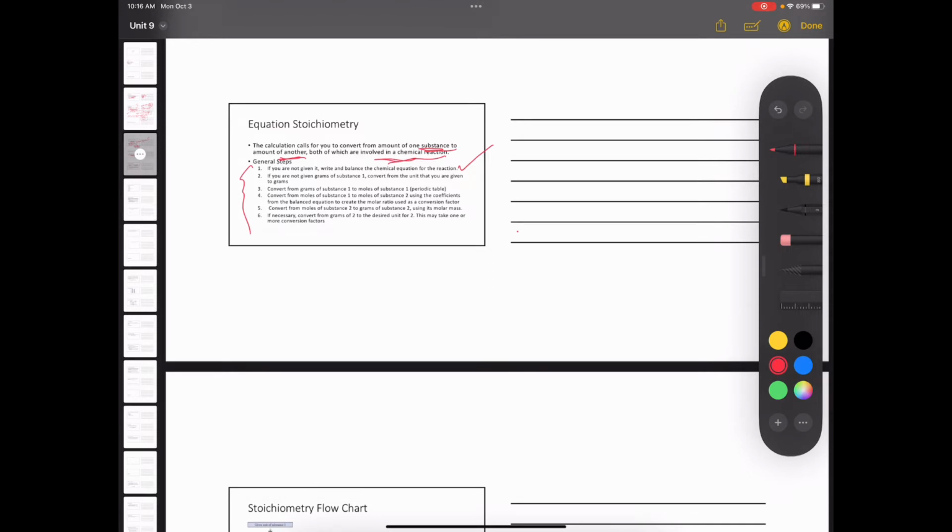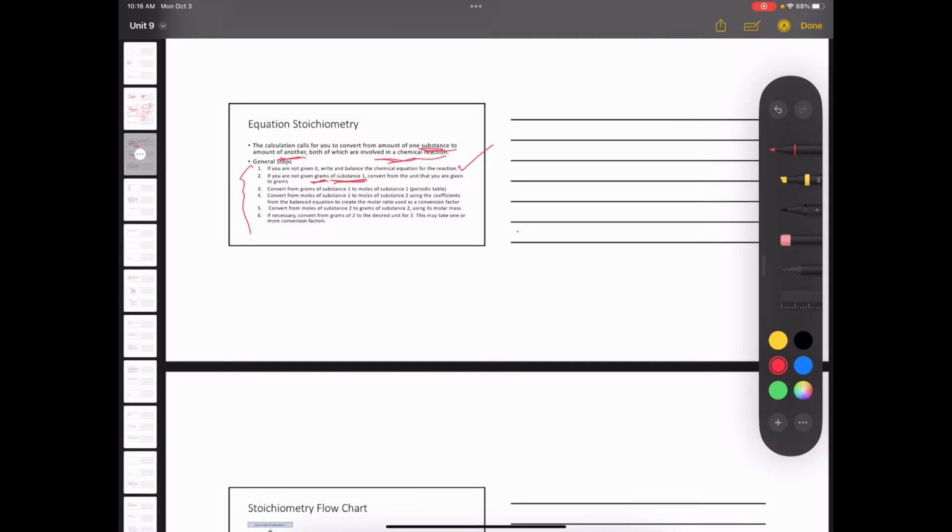If you're not given the amount in grams for the first substance that you're trying to convert from, first you'll have to convert it into grams. So if you're starting with a pound, convert that into grams. If you're starting with a megagram, convert that into grams, kilograms, and so on and so forth. So step number 2, you have to convert that into grams.